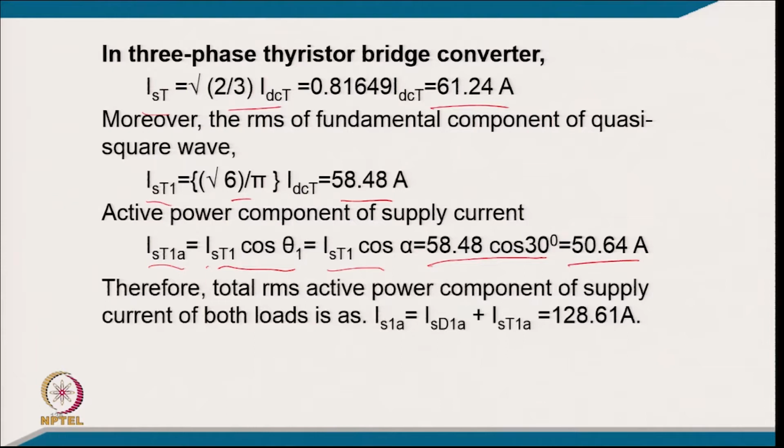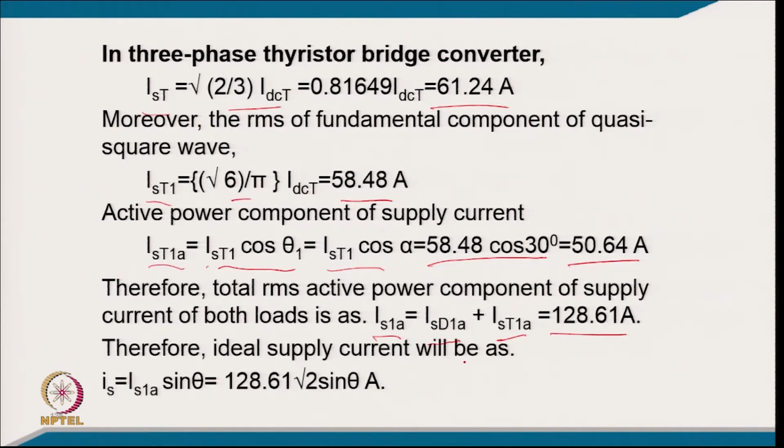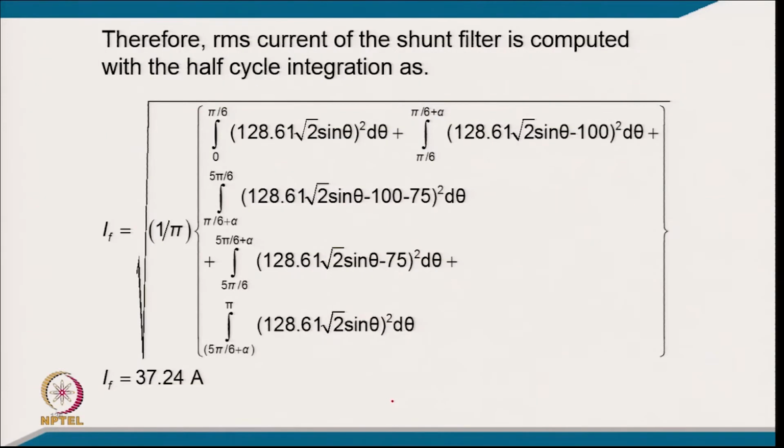Therefore, the total active power component of the supply current of both the loads is ISA, that is the current by the diode rectifier plus the current by the thyristor converter, and by addition of both it comes to 128.61 ampere. Therefore, the ideal supply current will be the reactive current, which will be IS1 sin theta, that comes to typically 28 into sin theta, and we can find out what the filter current will be.